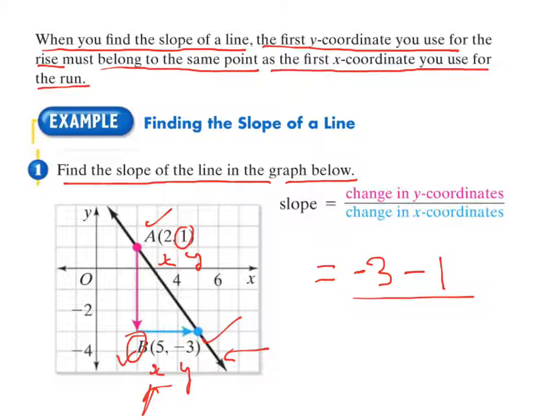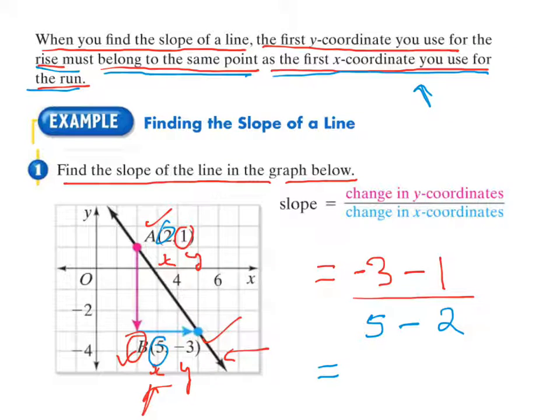Now because we started from point B, we have to use point B itself for the x coordinate first. So what is the x coordinate in the point B? 5, minus, what is the x coordinate of point A? 2. That is what this statement means. The first y coordinate you use for the rise must belong to the same point as the first x coordinate you use for the run.